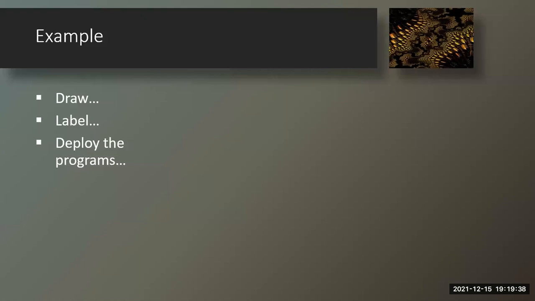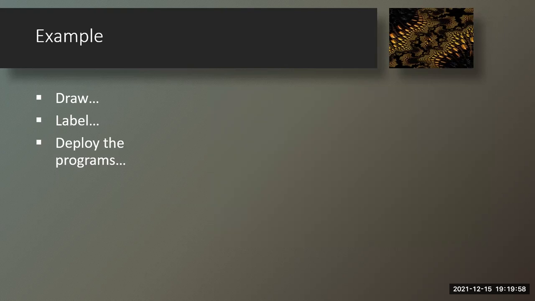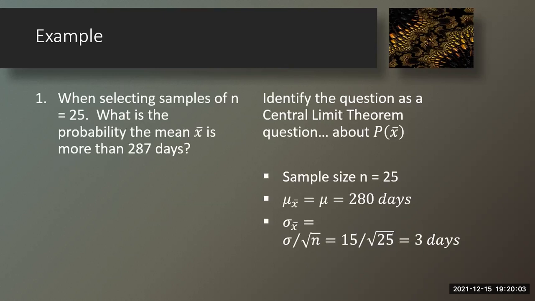Now let me see what I've got in that picture. I think that picture's jacked up. There's the 287 days. There's a 0.0098. I think it's just this 115 that's the typo. Should be 287. So that is really the key to it. And as I say, your hard goal will be to identify this question as a central limit theorem question.